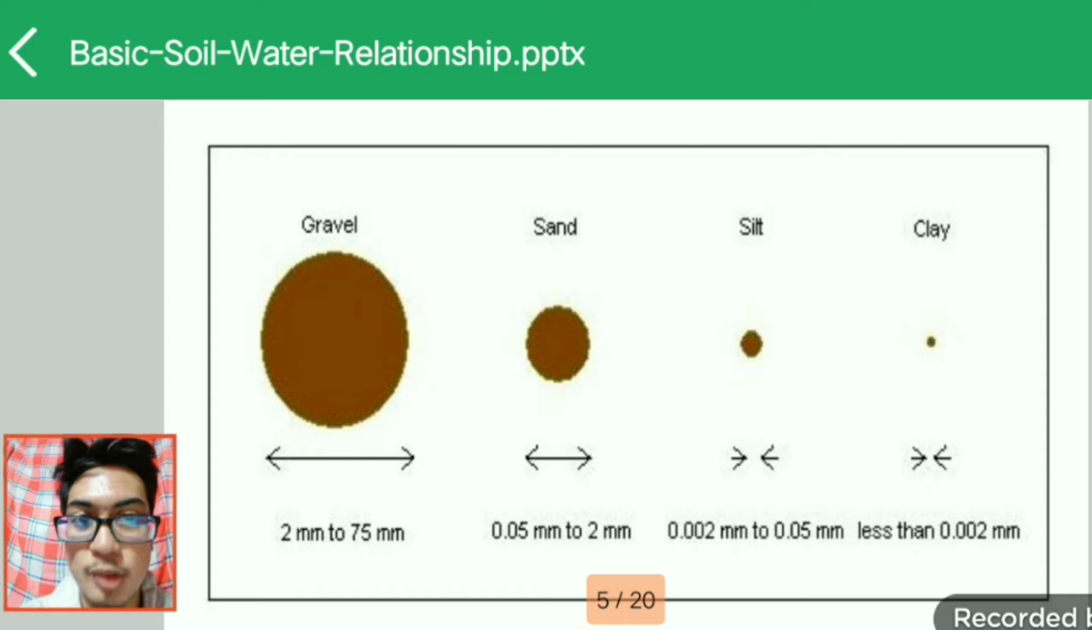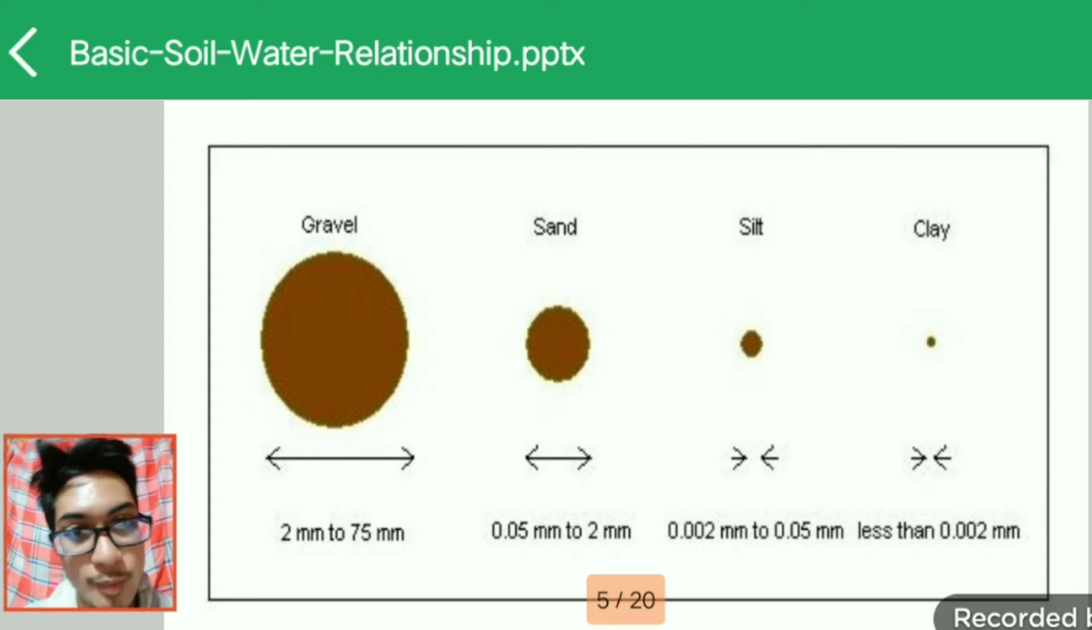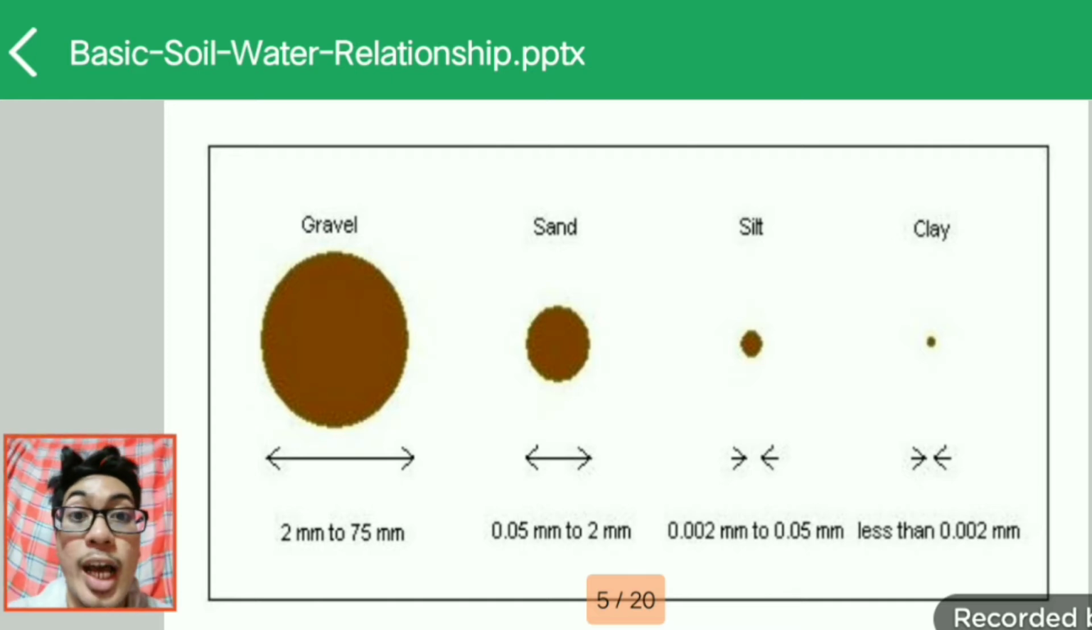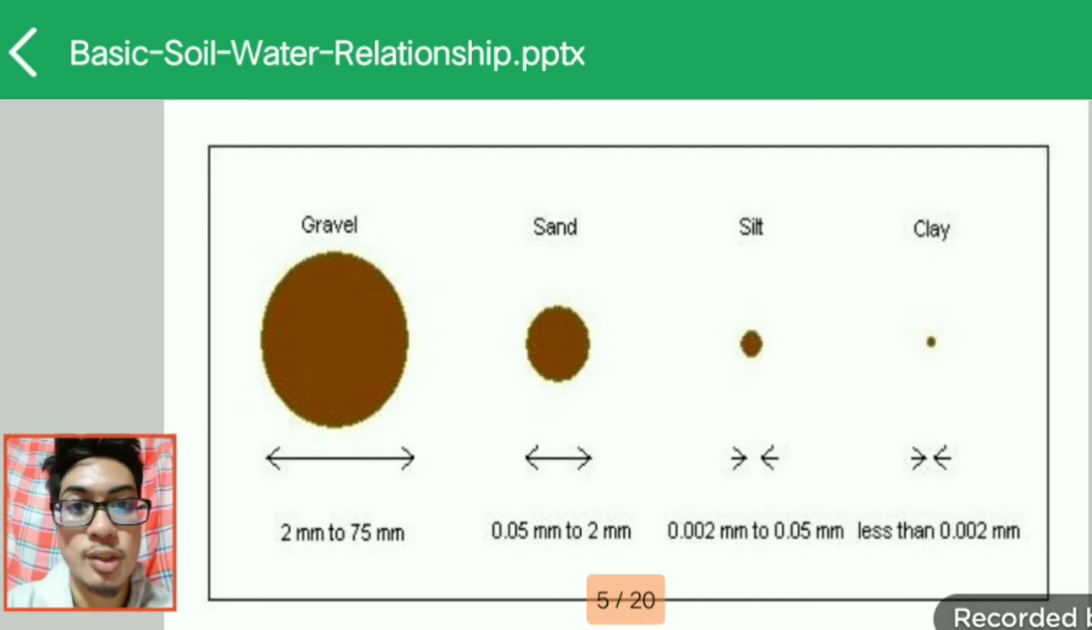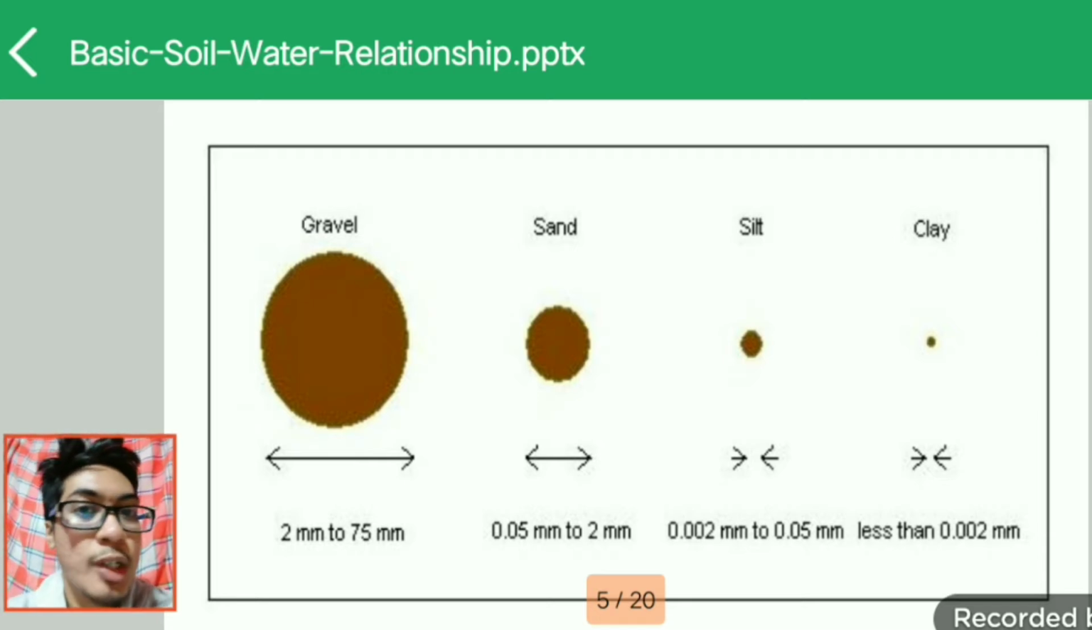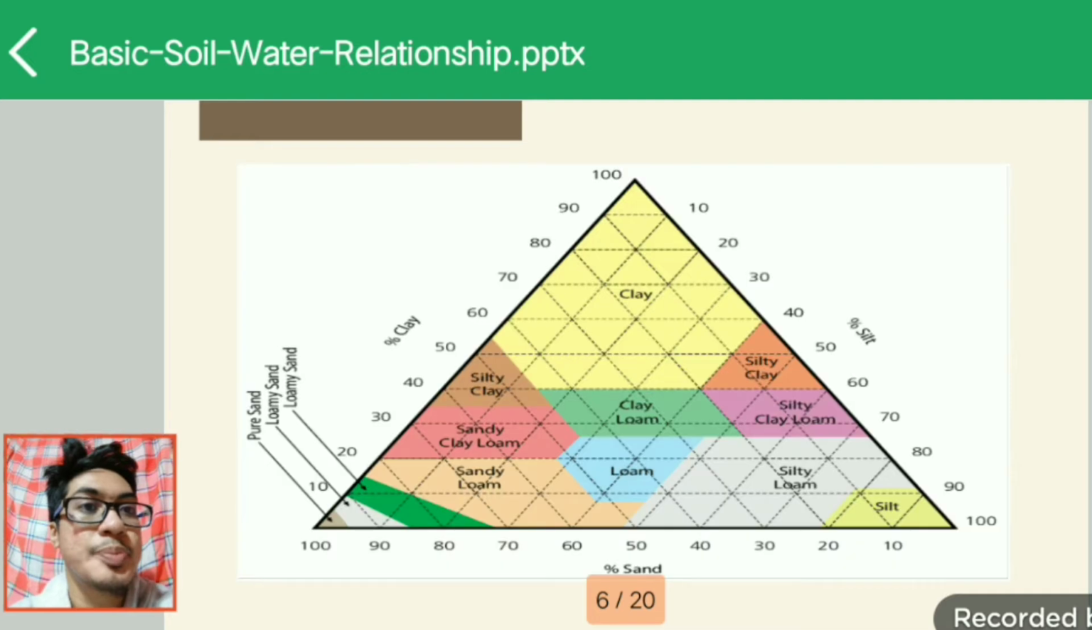Gravel is about 2 mm to 75 mm, and those greater than that can be considered rock. Right? Rock is not included when identifying what type of soil texture. So this is what I'm talking about, the soil triangle.